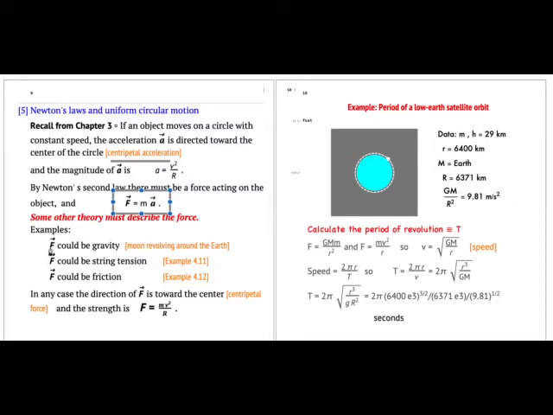So here are some examples. F could be gravity. For example, consider the moon revolving around the Earth. It's moving on a circular orbit, so it has to be pulled towards the center of the circle. That's the centripetal force. It's the gravitational force of the Earth that's pulling it towards the center of the Earth. Or F could be string tension. That's an example in the book, Example 4.11. Or it could be friction. That's another example in the book.